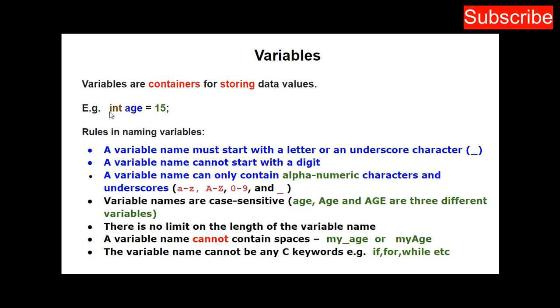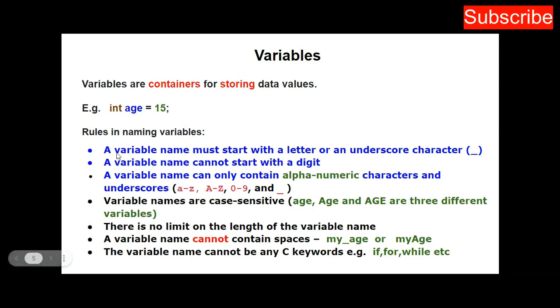And of course, you have to note that every statement in C is ended with a semicolon. So this is just a very standard way of initializing and declaring a variable in C programming. Now there are some rules in naming variables.